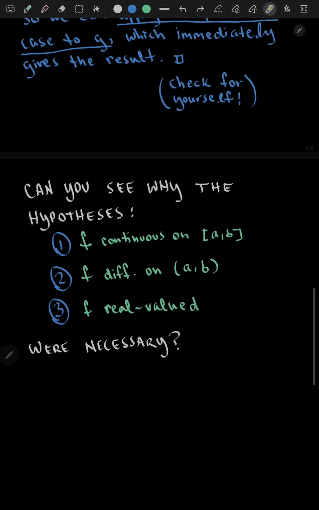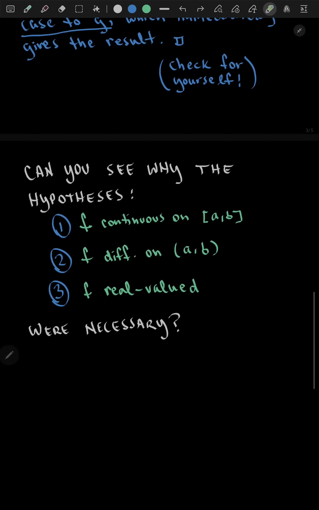All you have to do is calculate the derivative of g with respect to x. And as a bonus question, can you see why the hypotheses that f is continuous, f is differentiable, and that f is real valued were all necessary? So I'll give you the answer in 3, 2, 1.